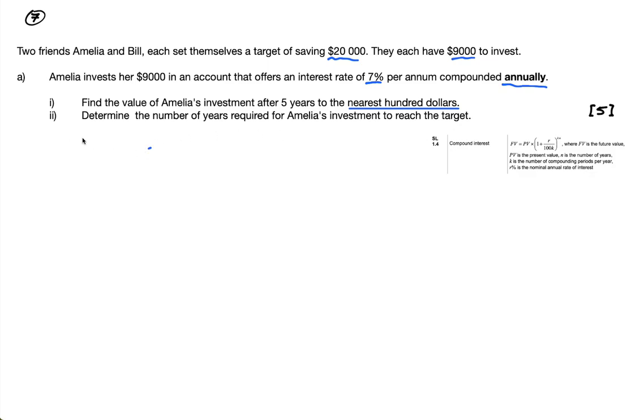Okay, I've brought in this formula from the formula booklet. FV obviously stands for future value. So future value is equal to the present value. We want to find what it's worth in 5 years. So in the future, its present value is $9,000 because she's investing $9,000. So it's 9,000 times, open bracket, 1 plus the rate, 7 over 100, and then K is the number of compounding periods per year. Because it's compounded annually, that means K equals 1. So I can just ignore the K if you like. That's 7 over 100 to the power of K times N, which is 1 times N, and N is 5.